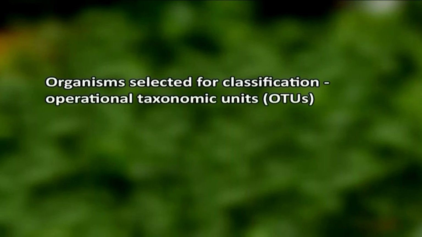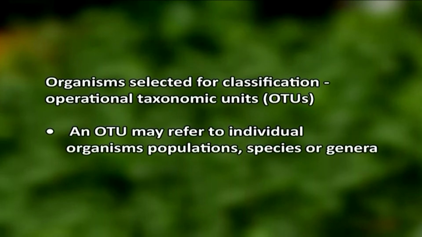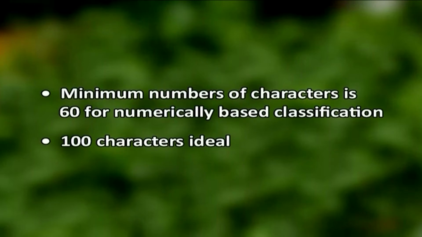Now, the methods of numerical taxonomy. First is the selection of taxa. The organisms are selected for classification, and those under consideration are known as OTUs. Full form is operational taxonomic units. An OTU may refer to an individual organism, populations, species or genera. The second step is selection of characters. The minimum number of characters, as I stated earlier, is 60 for numerically based classification, whereas 100 characters are considered ideal. This is followed by description or measurement of these characters.